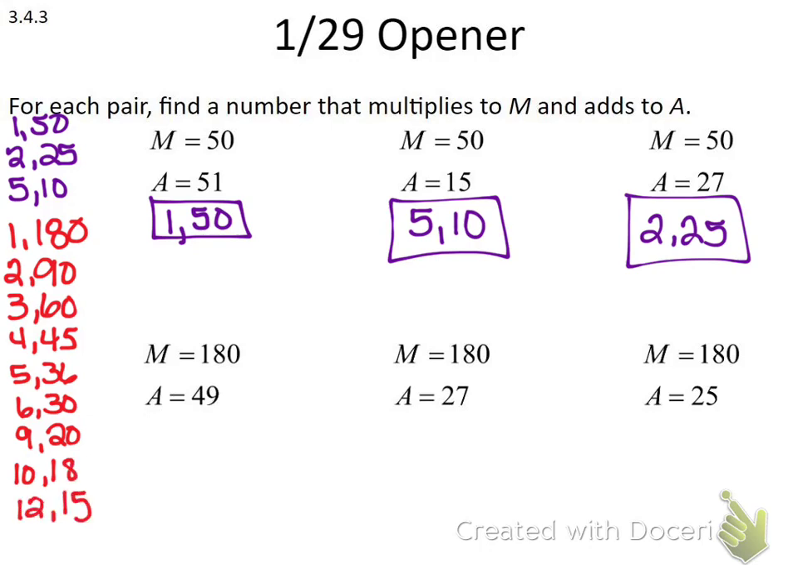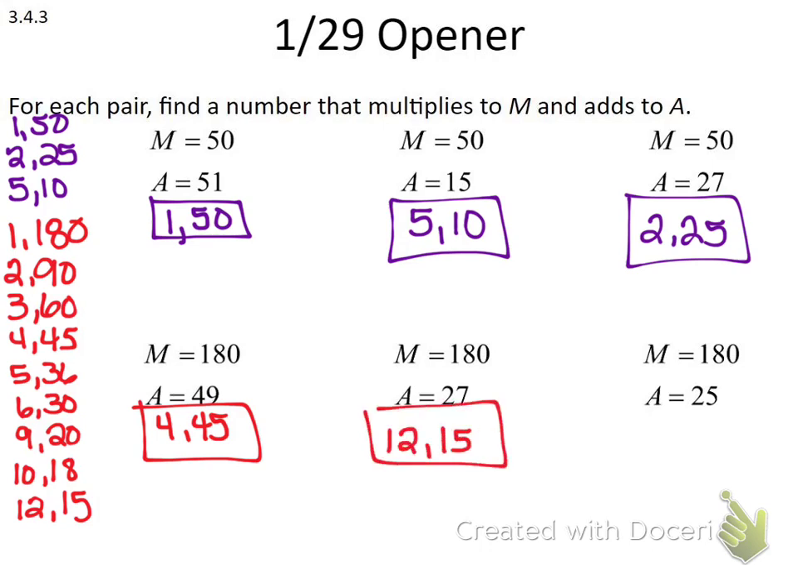Okay. So of these factors, what does that mean, factors of 180? What 2 numbers times by each other equal that? So which of these factors can I now add together to get my A? 4 and 45. Okay. What about for 27, Toby? 12 and 15. And what about for 25?